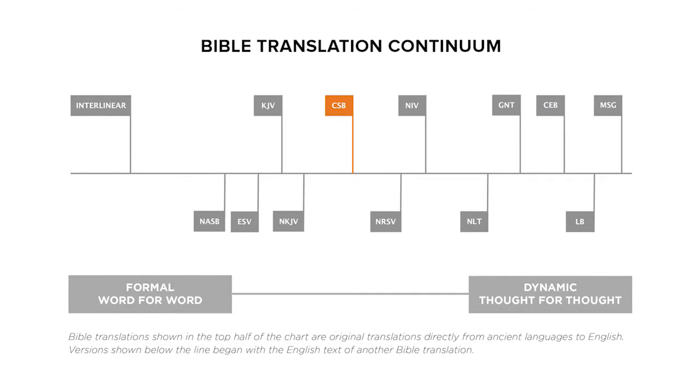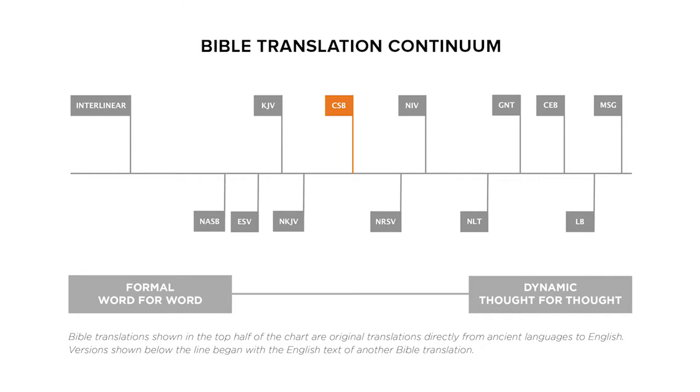It shows on the left side the more formal word for word, that's going to be the more literal translation. On the right side, you're going to see the more dynamic, the more thought for thought, the more paraphrase types of translations. And then you see CSB right there in the middle in a very convenient spot, Trevin. Yeah, let me explain that just for a second.